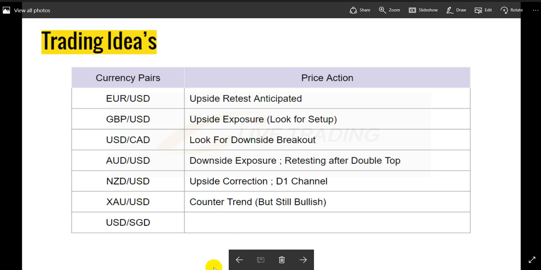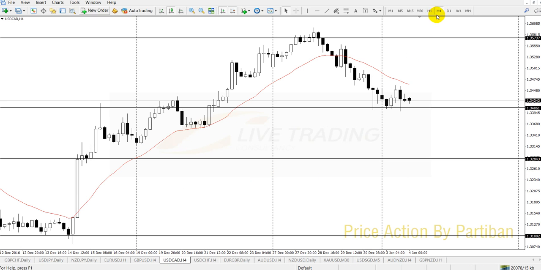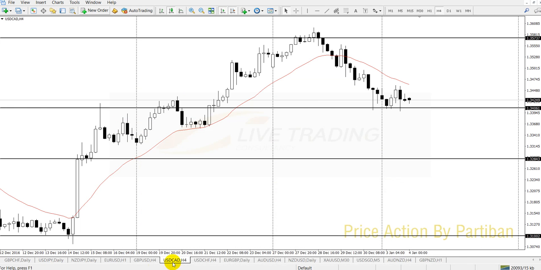USD: can look for a downside breakout. Since yesterday, when I was giving the signals it was here, the market hasn't broken yet. It's just consolidating, so there's no reaction taking place here. And Aussie USD: downside exposure, retesting after double top.